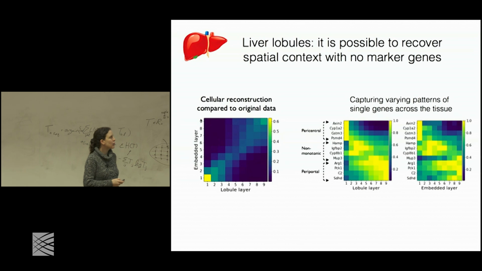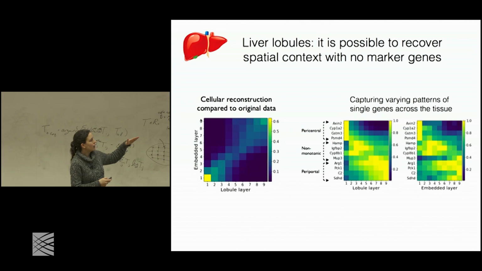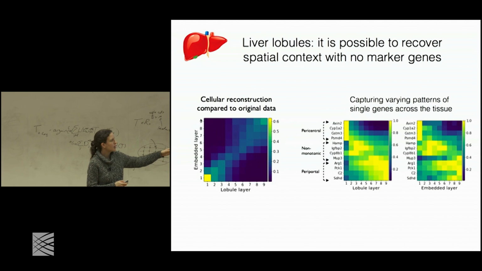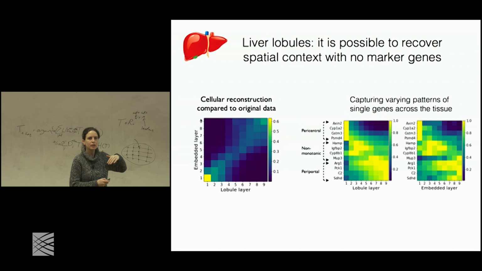Okay. So again, we can look at individual genes. On the left, we can see the original assignment to different lobule layers across the lobule axis. On the right, we can see our prediction. And we see that we can basically capture zonated patterns of expression and also non-monotonic expression patterns across the lobule axis.